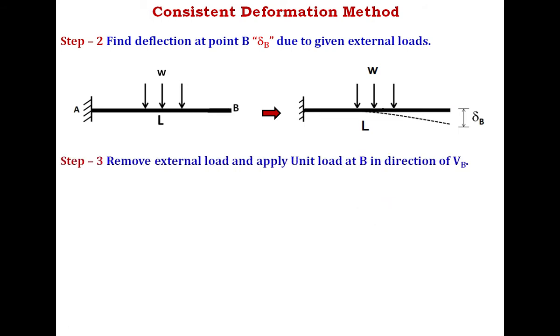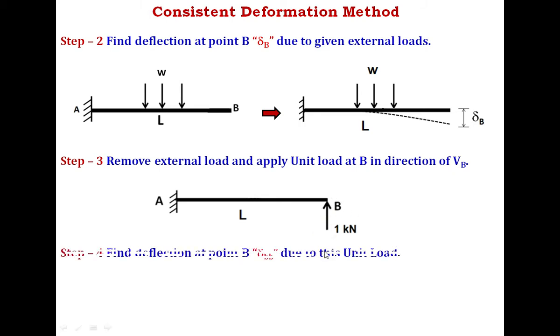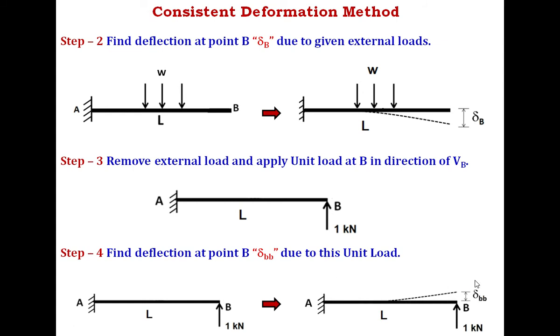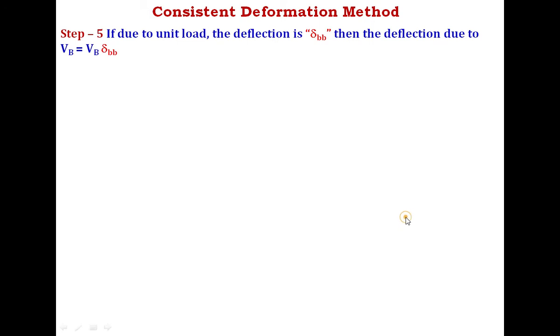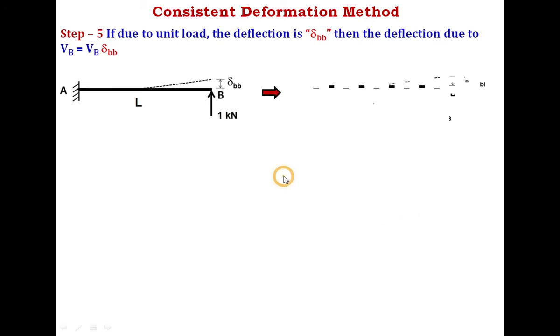In the third step, we have to remove all the external load and apply a unit load at point B. Whatever is the deflection at that point, we term it as delta BB. Now when we apply a unit load, the deflection is delta BB. So if we apply a load equal to VB, then obviously the deflection will be VB times delta BB, that is VB delta BB.